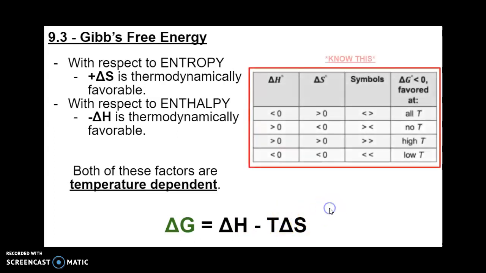Now this table is something that you definitely should know. And essentially what this is telling us is when things are favorable and when they are not. Now this takes into account both enthalpy and entropy.